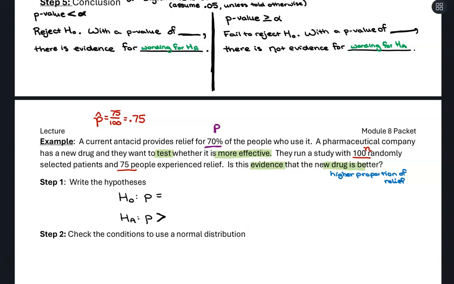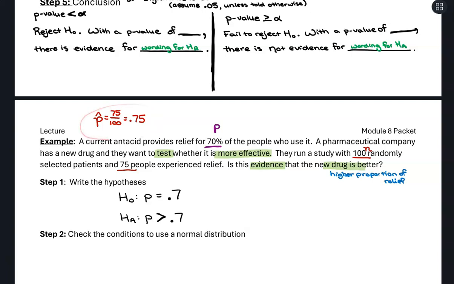And then we're using that assumed population proportion of 0.7 or 70%. So this shows we assume the proportion is staying at 70%. Like we assume it's just as effective as before. But alternatively, we want to prove that it is significantly larger than 70%. So more people are getting relief. More than 70% of people are getting relief from this new drug.